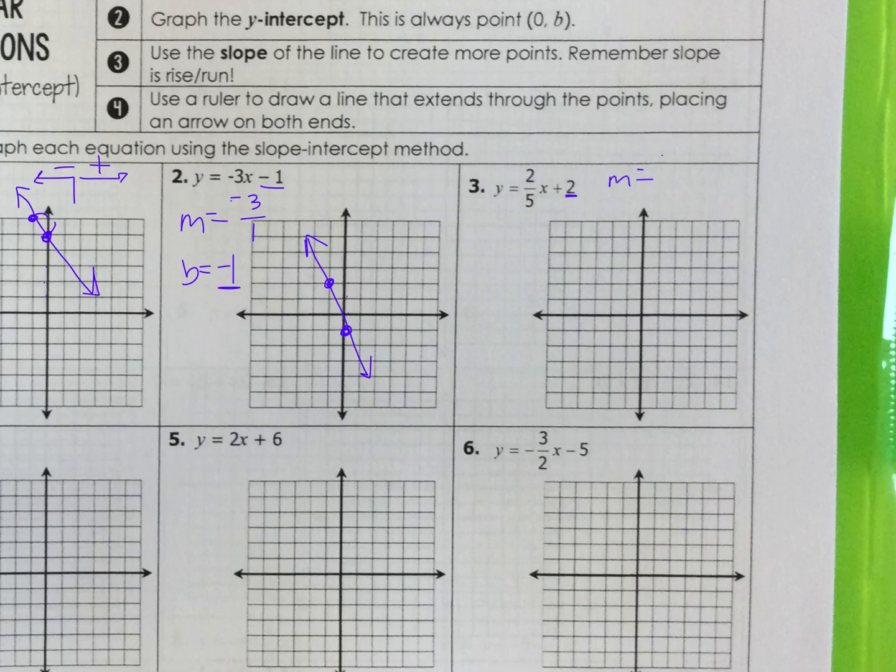m is 2 over 5. b is 2. I start here on the up and down. So 1, 2, I'm going to put my dot right there. From that dot, I'm going to rise 2, 1, 2. I'm going to run 5. It's positive, so I go to the right. 1, 2, 3, 4, 5. Put my dot, draw my line.